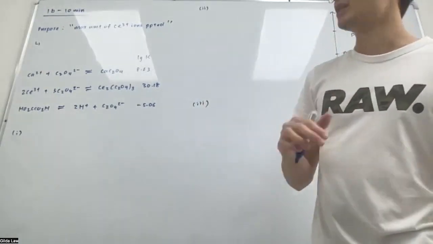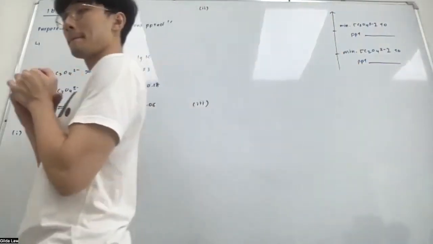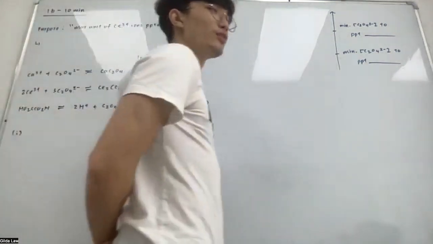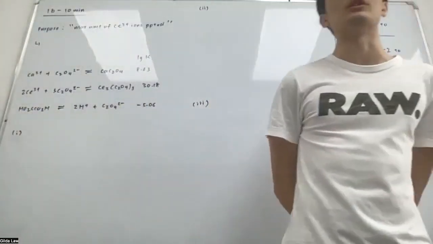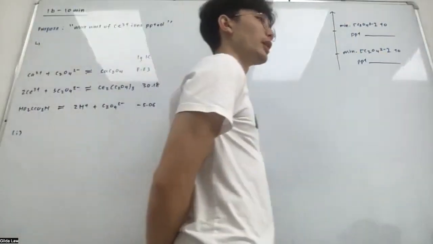We have about 5 minutes left. Part 2 is a very normal selective precipitation concept. Nothing special in part 2, so please make sure you get it correct.